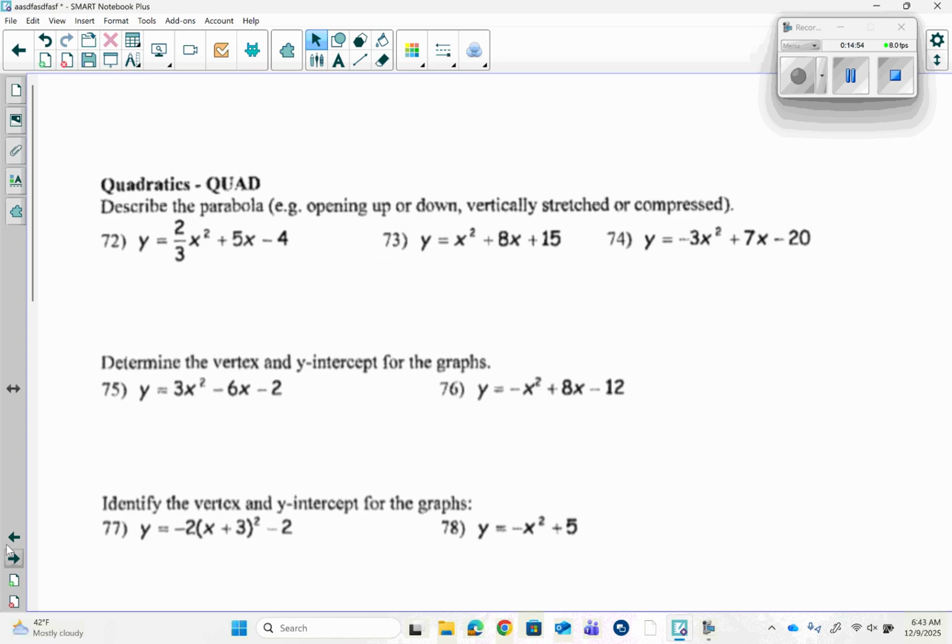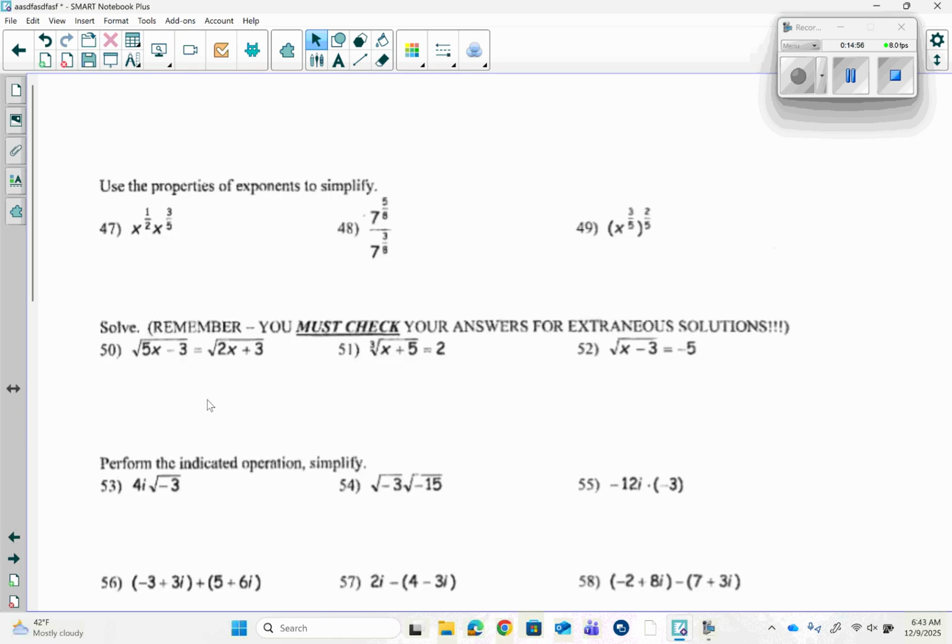Okay. All right. Like bases, add the exponents. So 1/2 plus 3/5 comes out to 11/10, so x to the 11/10.